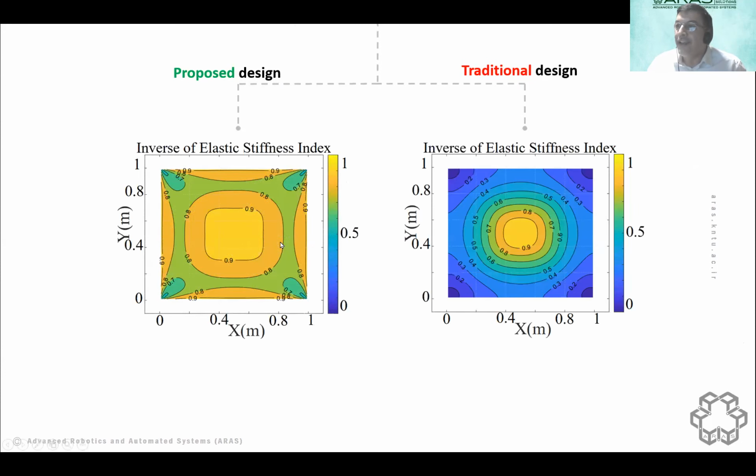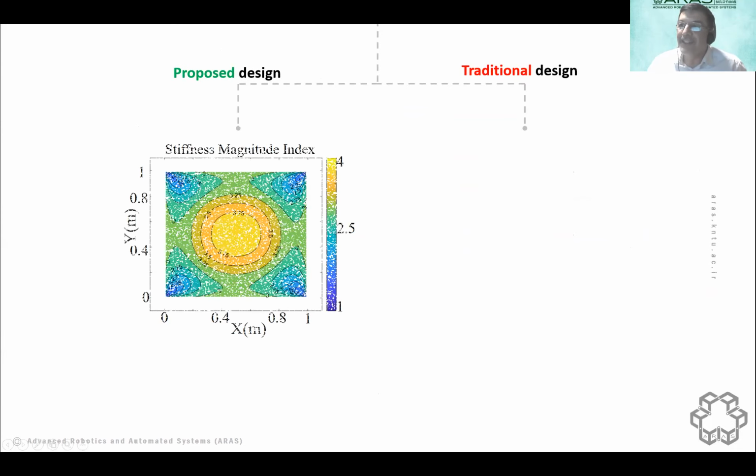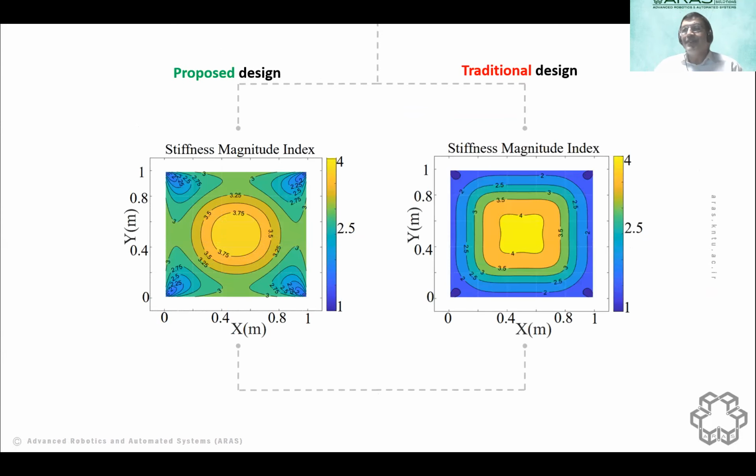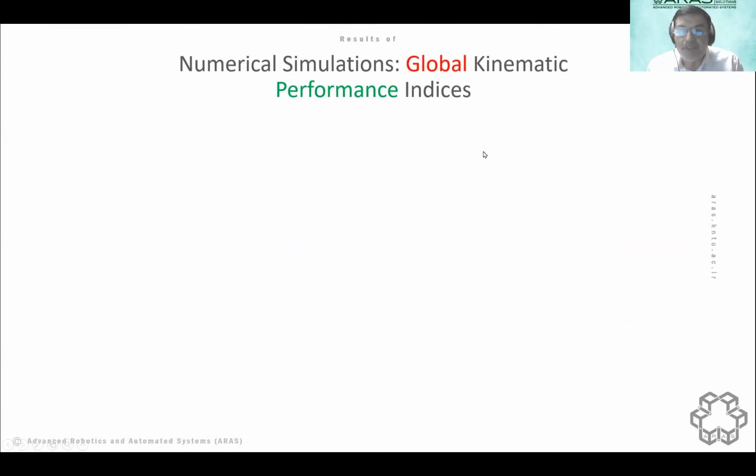And in terms of elastic, you can see it is maybe 10 times better. It is quite significantly better. And in terms of magnitude indexes, you can see again, we are much, much better in this case. So this is a proof of concept somehow.